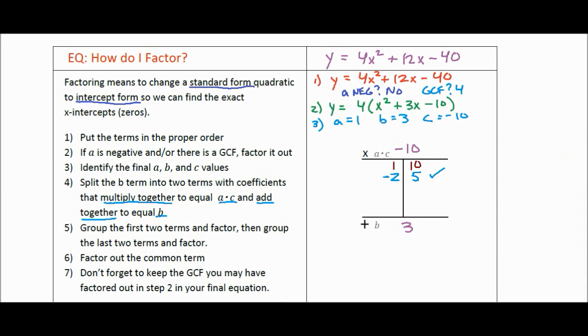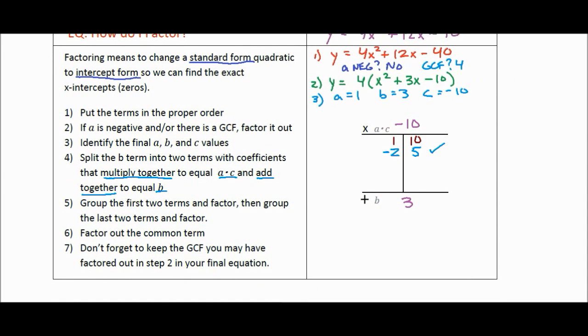So that step is done. What we're going to do now as we write this out is, for step 4, we're going to split these two terms out. Now watch what I'm going to do. I'm going to take my original equation from question number 2, and I'm going to write y equals 4.